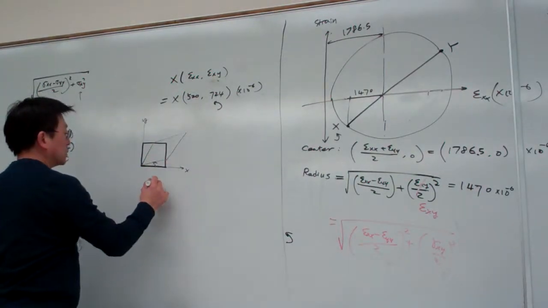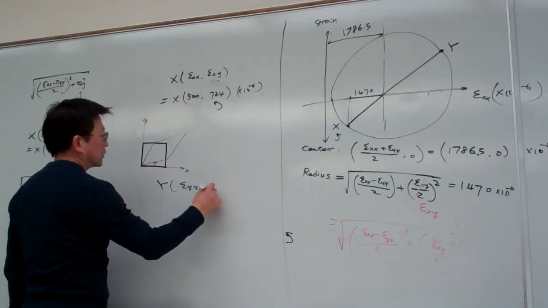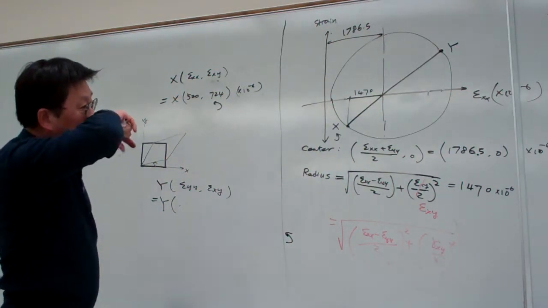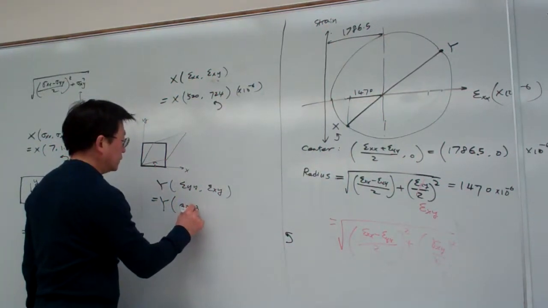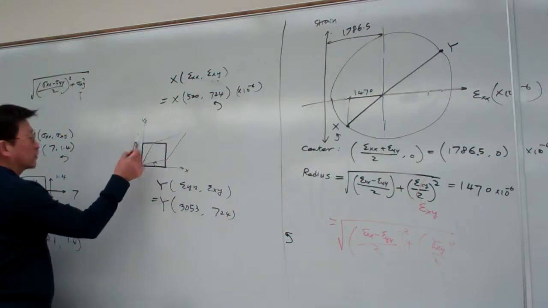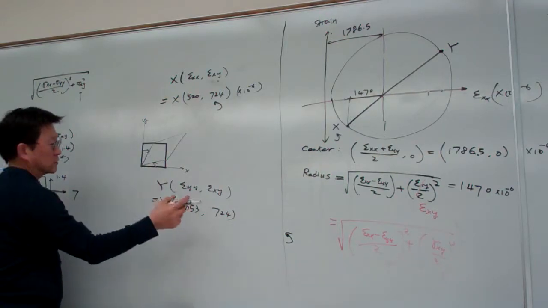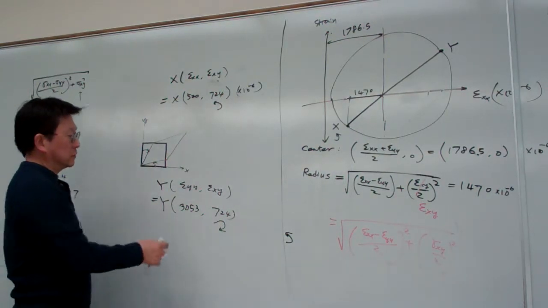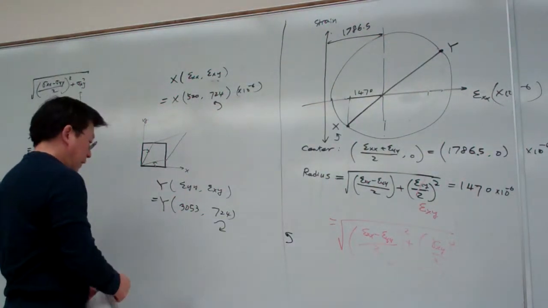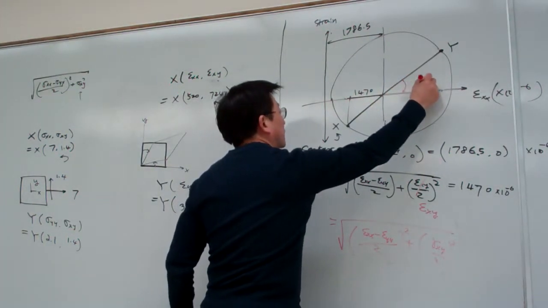Then x here, and corresponding to this is the y point. The y is constituted by the strain in the y direction and the shear strain. So this one is y, and we can copy that one, 3053, and this one again 724. In the y direction, you can see the shear strain is changing in that direction. So here we label it clockwise. So y would be in the first quadrant up there. Once we identify these, this is 2 theta p.